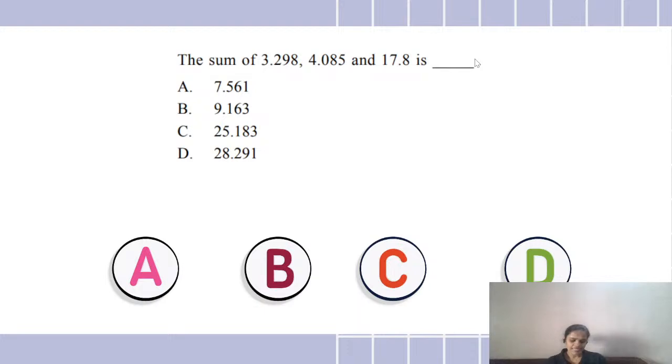All right, kindly give me the answer to this question. The sum of 3.298, 4.085, and 17.8 is how much?